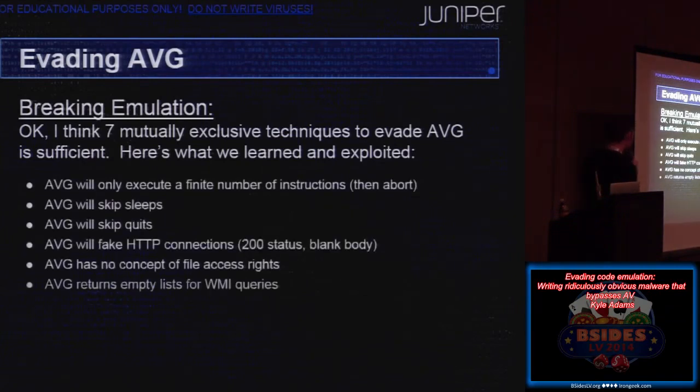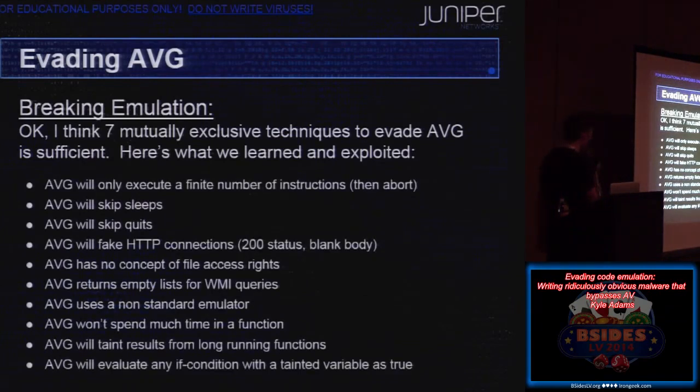So what we learned about AVG in this little experiment was that they will only execute a finite number of instructions, and then they're going to abort. And aborting early is not a sign of malware. We learned that AVG will skip sleeps, they'll skip quits, they'll fake every HTTP connection with a 200 response. They have no concept of file access rights. They return an empty list for every WMI query.